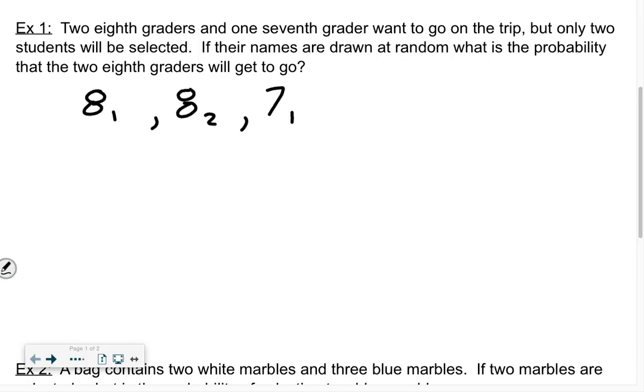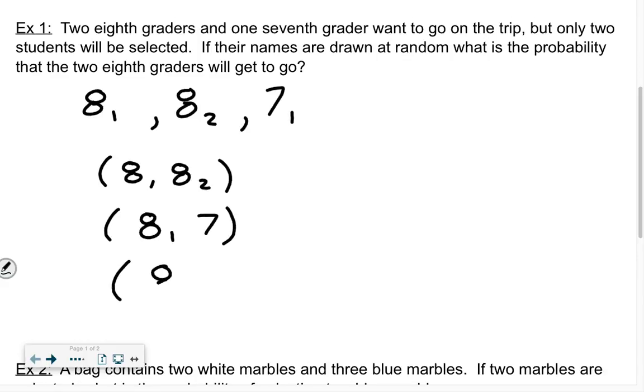So if we generate our list of possible outcomes that we could get, obviously we could begin by getting both 8th graders. So 8-1 and 8-2. We could get the first 8th grader along with the 7th grader. And we can also get the other 8th grader to go along with that 7th grader. And we could make the argument, what if the 7th grader was picked first and then the second 8th grader? But at the end of the day, the order in which we select these doesn't matter. As long as those 2 students are selected, they're going to be going.